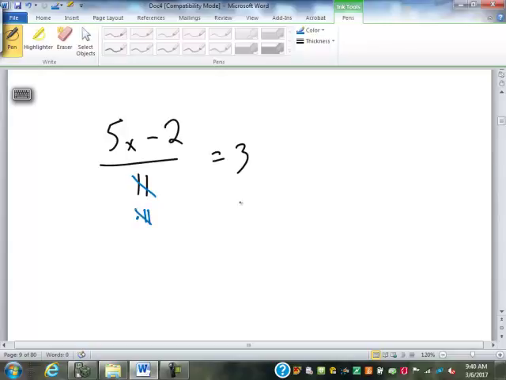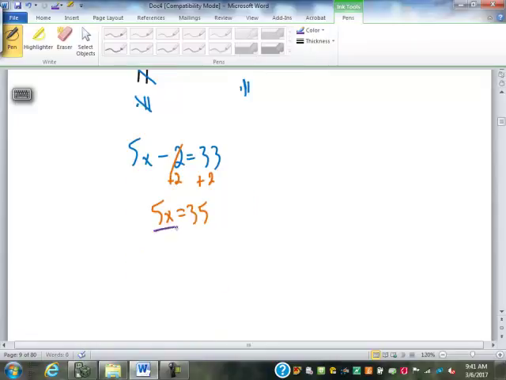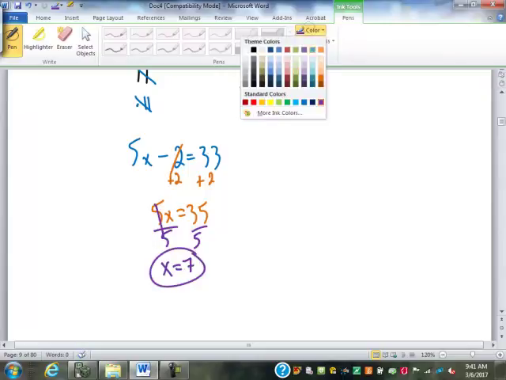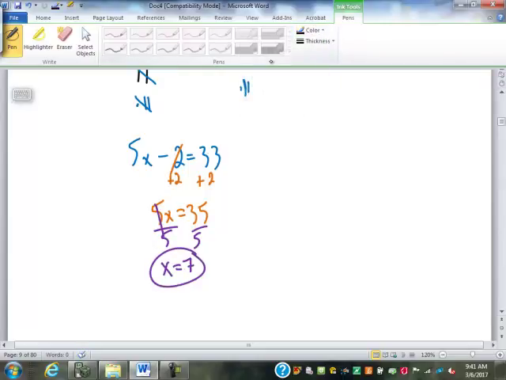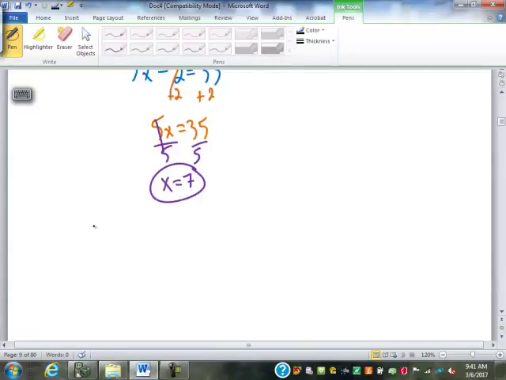So I multiply by the 11. I'm left with 5x minus 2 on top. 3 times 11 is 33. And then plus 2. 5x equals 35. And then divide by 5. X equals 7. However, if we had something like this, I'll leave that up there for a second for you.